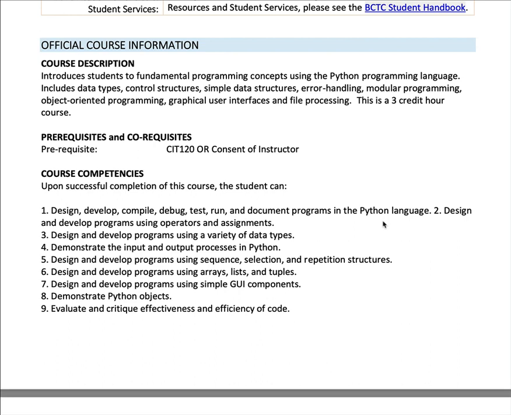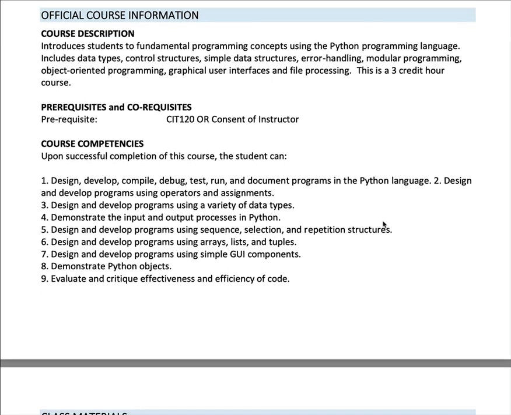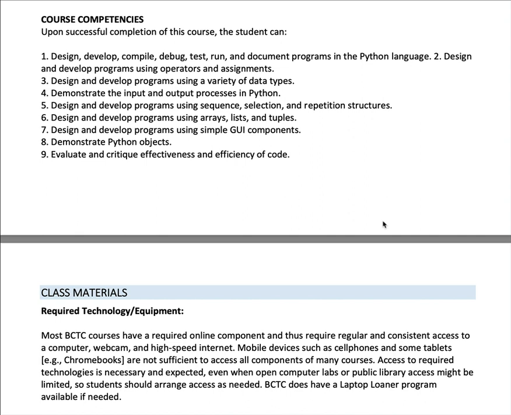So here is the official course description for Python 1, what you're going to learn. Prerequisites for this class is that you have completed successfully CIT 120 or you have consent of the instructor. Here's a list of course competencies. Basically what this means is if you participate in the class, do good in the class, study the material, do the programming assignments, these are the things that you should be able to explain and or do once you have successfully completed the course.